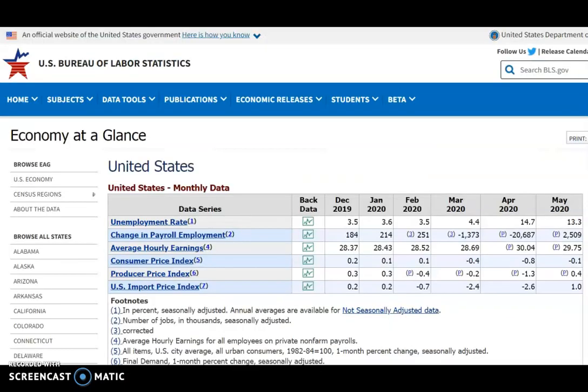So here we are. You can find out the most current unemployment rate, which is 13.3% in May. In April, it was 14.7%. In case you want to find out about the previous months, you can actually click on this one, back data.